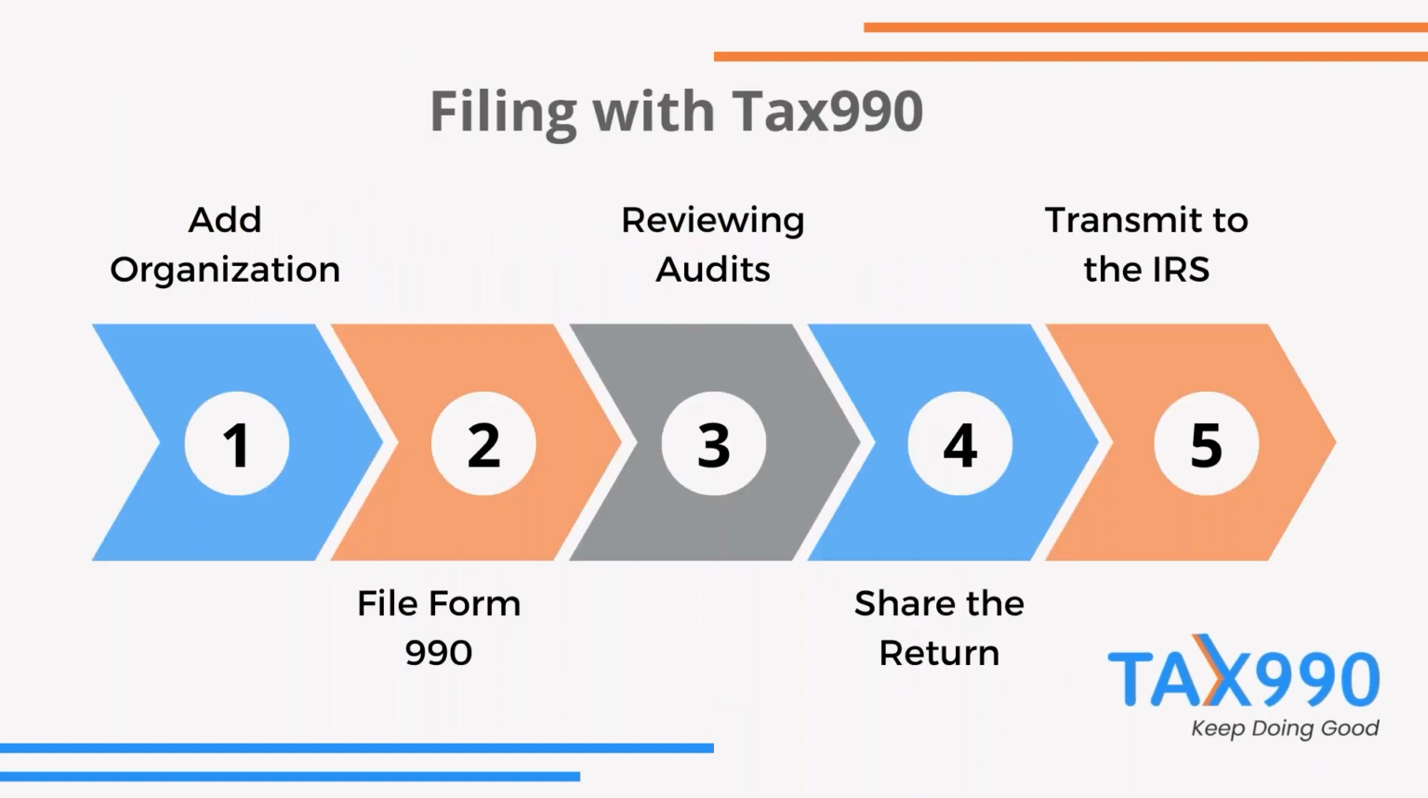So it can be a very quick process based on how much legwork you've already done. If you have all of your documents prepared and your information readily available, all you need to do is add your organization, choose the form, complete the form electronically, and review the internal audit. You have the option to share the return, which means if you have organization members that want to take a look at it prior to transmitting it, you can share it electronically. They would just get an email with an extension to the PDF of the form. They can take a look at it. And then when you're ready, you just transmit it to the IRS.